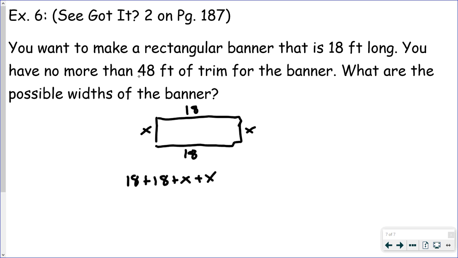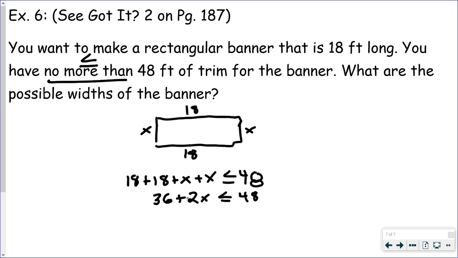And it says you have no more than 48. That means you have less than or equal to 48. So no more than means less than or equal to. So let's combine the like terms. So we have 36 plus 2x is less than or equal to 48.